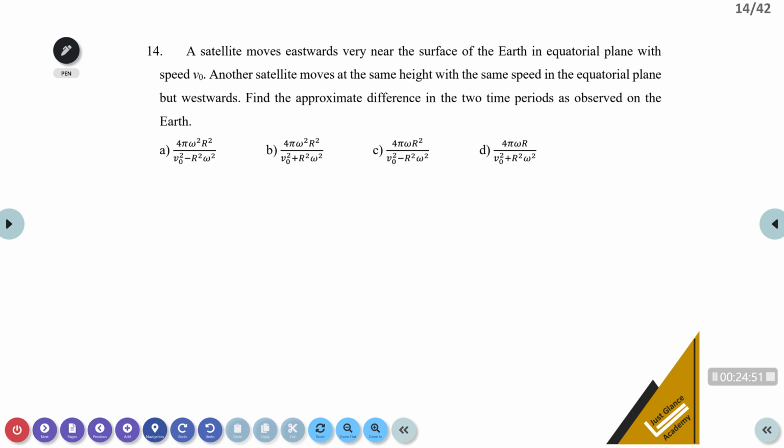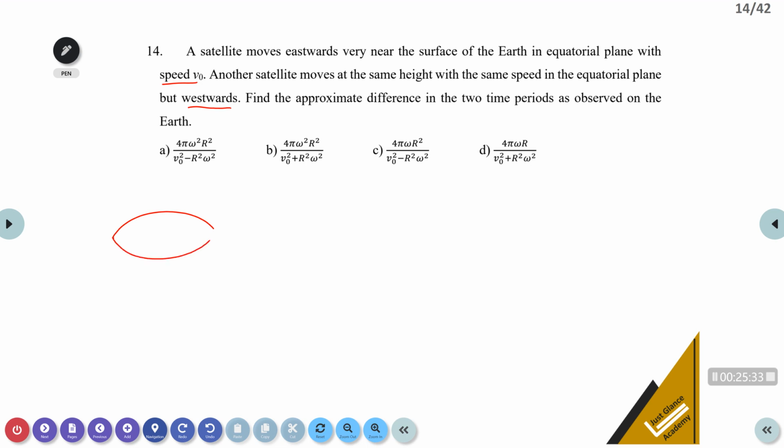Next, the 14th. Interesting question that is. A satellite moves eastwards very near the surface of the earth in the equatorial plane at speed V naught. The satellite is rotating around the earth with speed V naught. Another satellite moves at the same height with the same speed in the equatorial plane towards the west. Find the approximate difference in the two time periods. It's a very conceptual question, students.